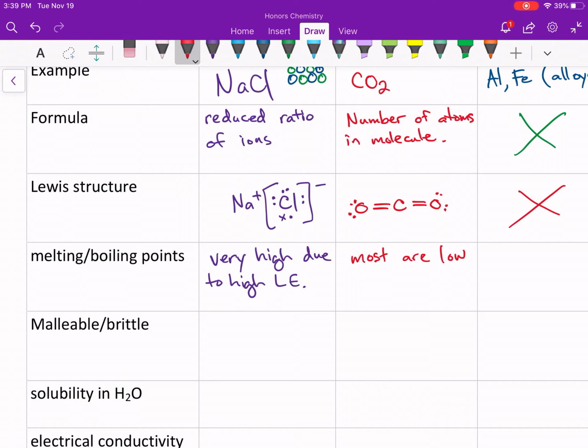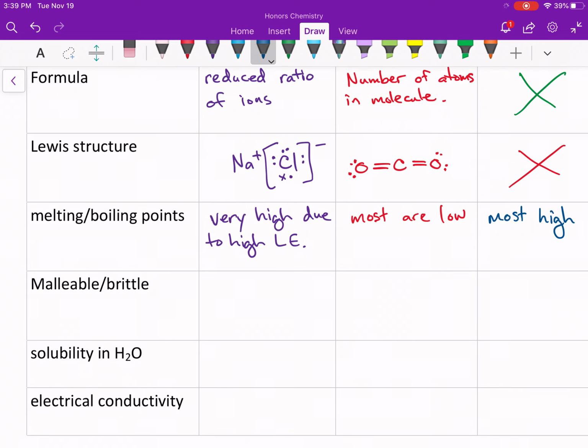Metals, of course, are going to be high, most of them. So most are high. There are some exceptions. Gallium is pretty close to body temperature. You can melt a chunk of gallium just by holding it in your hand. Mercury is, of course, a liquid at room temperature, so it's really low, but most of them are pretty high.